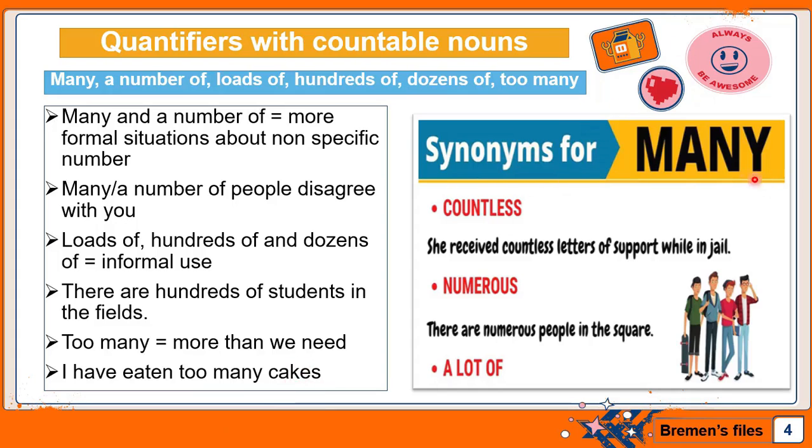The synonyms for many, sometimes countless. She received countless letters of support while in jail. The meaning, it is not specific information and it is more and many. Numerous, another one, there are numerous people in the square. Another one is a lot of students. Numerous and countless are similar to many.